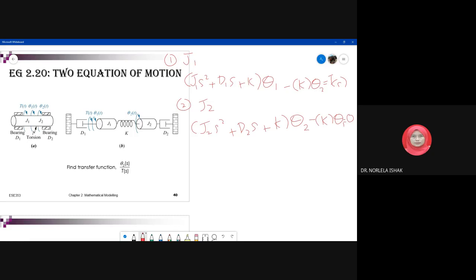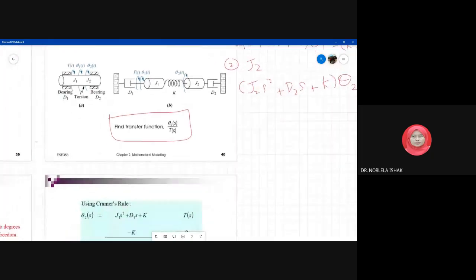So this is also the same. You have to use Cramer's rule to solve for the transfer function, because we have two equations. So we have to apply Cramer's rule to define this transfer function, theta 2 over T.